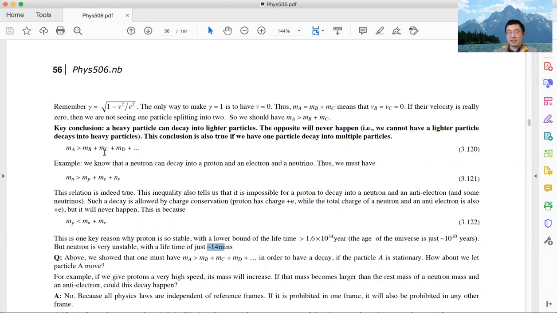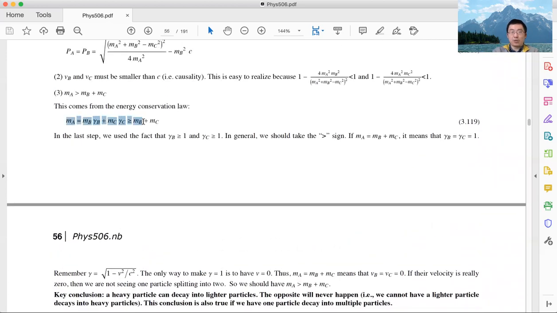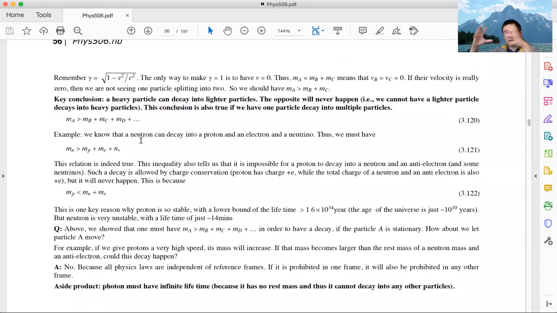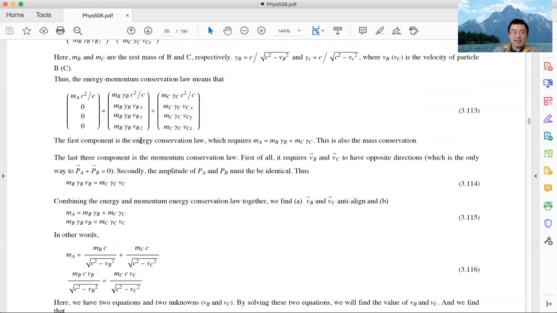And the second reason it cannot decay is that the energy conservation law is only one of the physics laws. At the same time, we need to think about the momentum conservation law. It turns out that if we speed up this proton to very high speed and very heavy mass, we can possibly satisfy the energy conservation law by allowing it to decay into a neutron and some other particles, but we cannot satisfy the energy and momentum conservation laws at the same time. If we solve the equations, again, we will find there is no solution. It's not allowed.